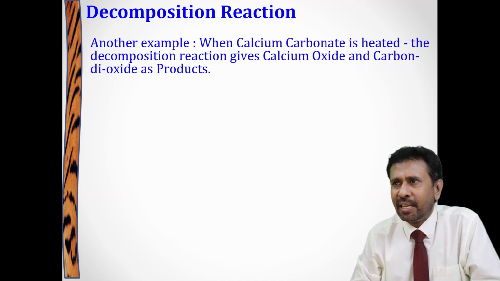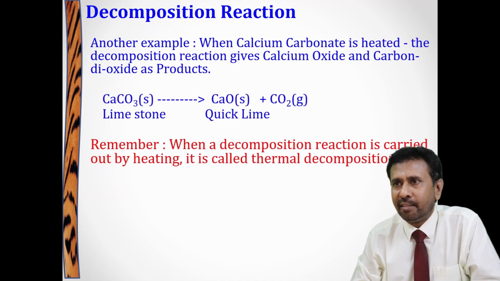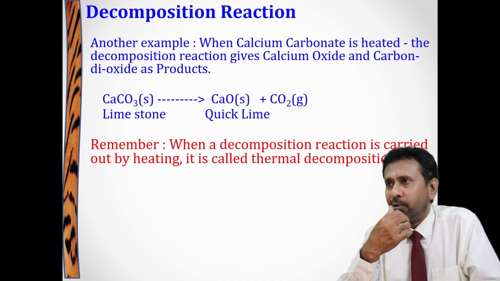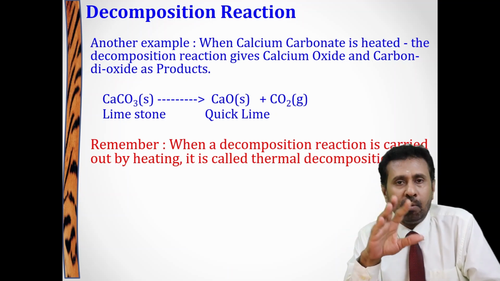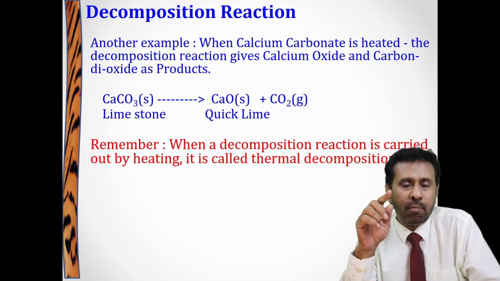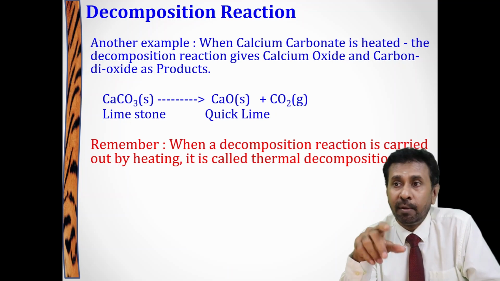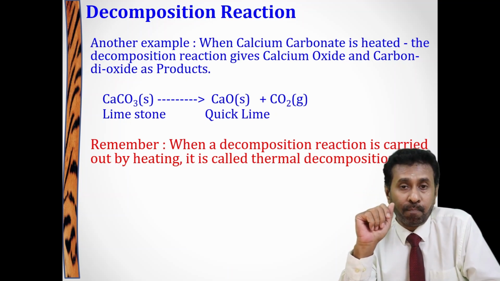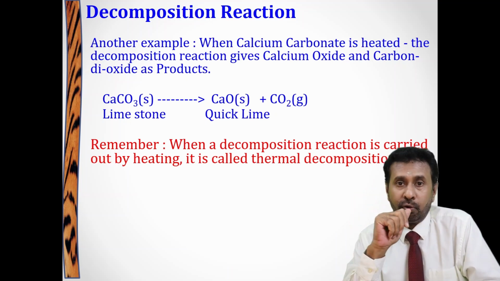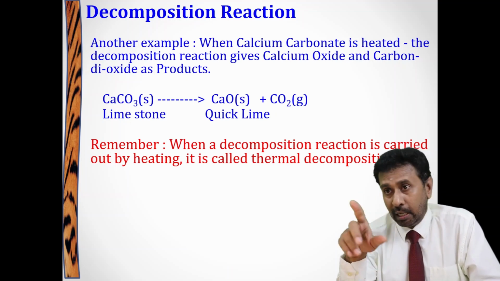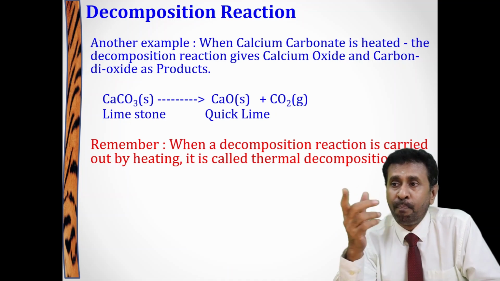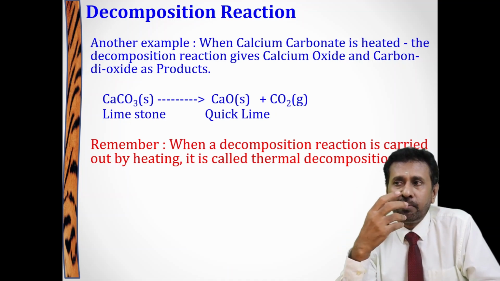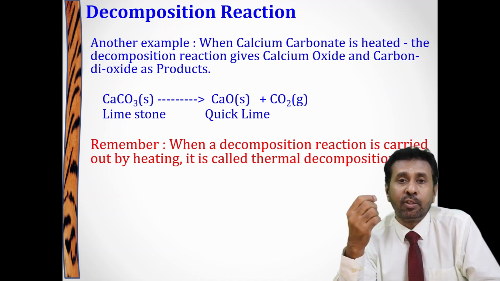Another example is calcium carbonate. When it is heated, it gets decomposed and gives calcium oxide and carbon dioxide. Now let's have a small revision. What is quicklime? CaO. What is slaked lime? Ca(OH)2. And what is CaCO3? Calcium carbonate, that's called limestone. So CaCO3, when it is heated, gives quicklime and CO2. Remember, when a decomposition reaction is carried out by heating, it is called thermal decomposition.